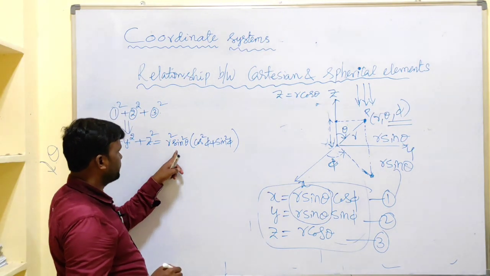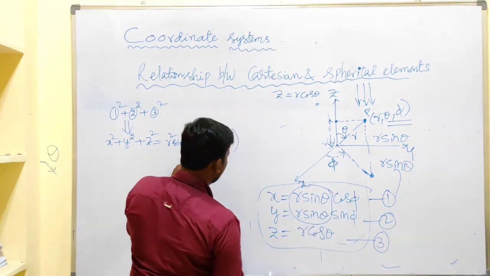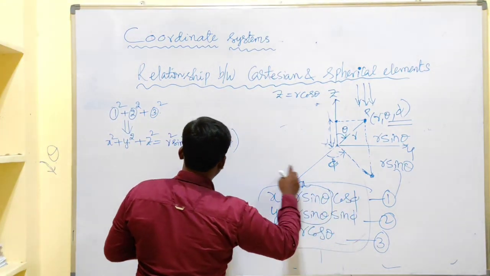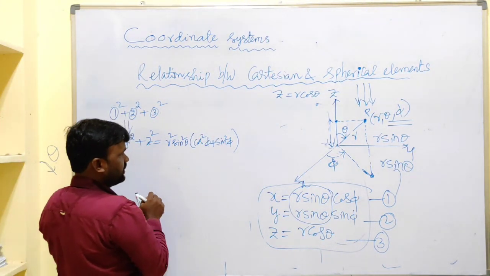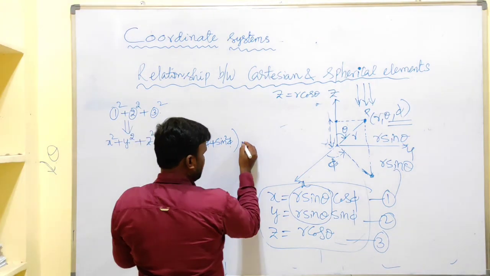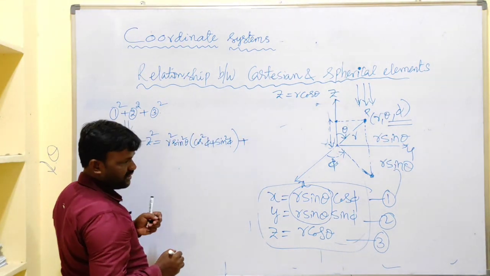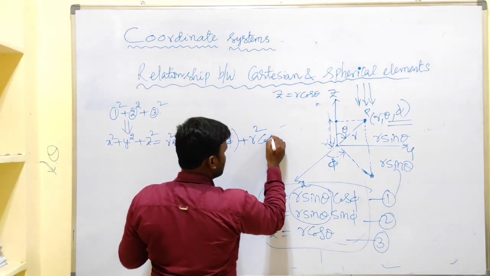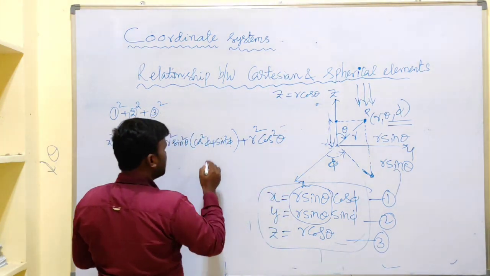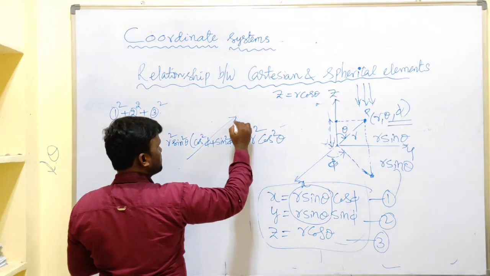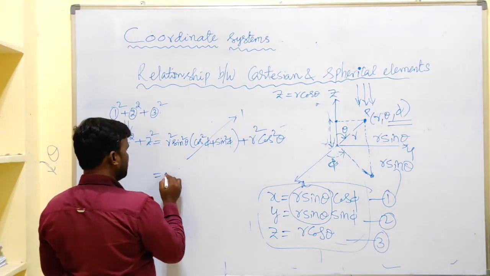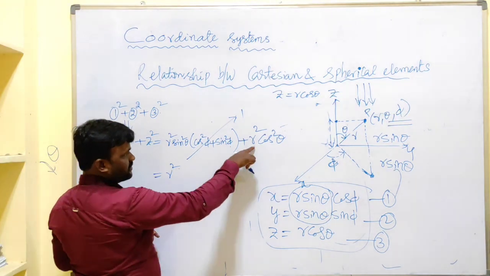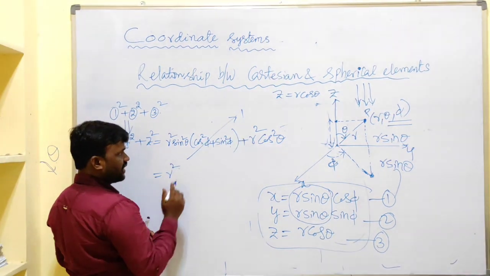In x and y, this r sin theta is common, as it is squared, r square sin square theta, and the remaining is cos square pi plus sin square pi, plus z square. What is z square? That is r square cos square theta, and we know that this part is equivalent to 1. That's why we can write r square, and here also r square. Here I am taking r square as common.